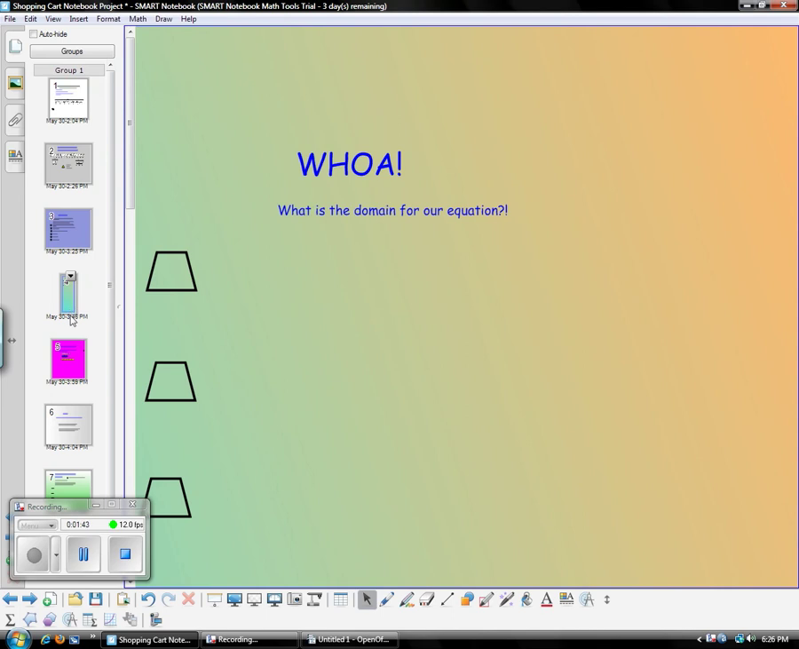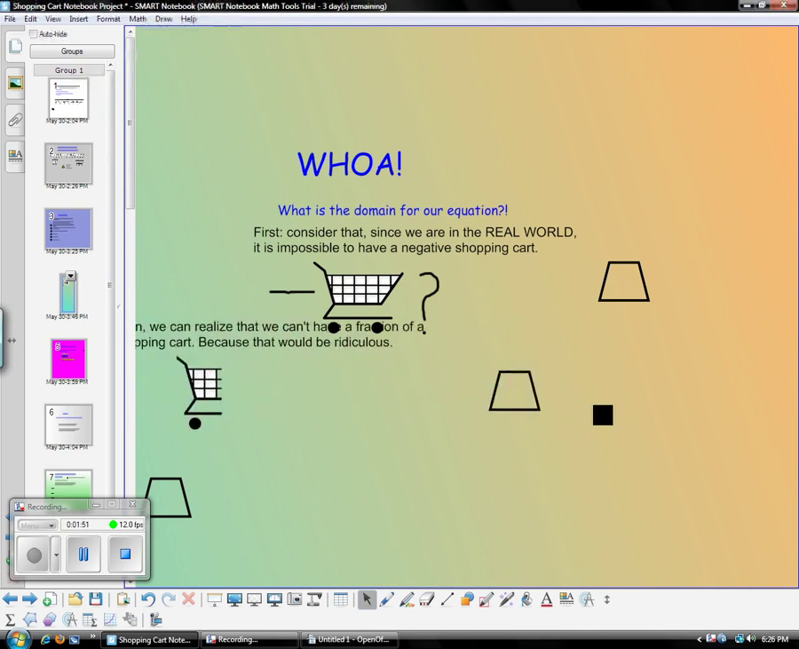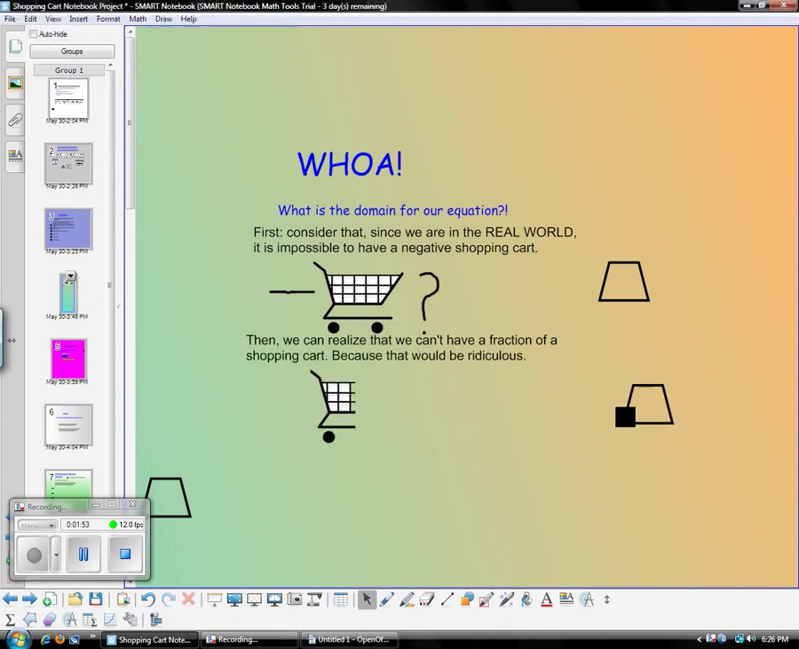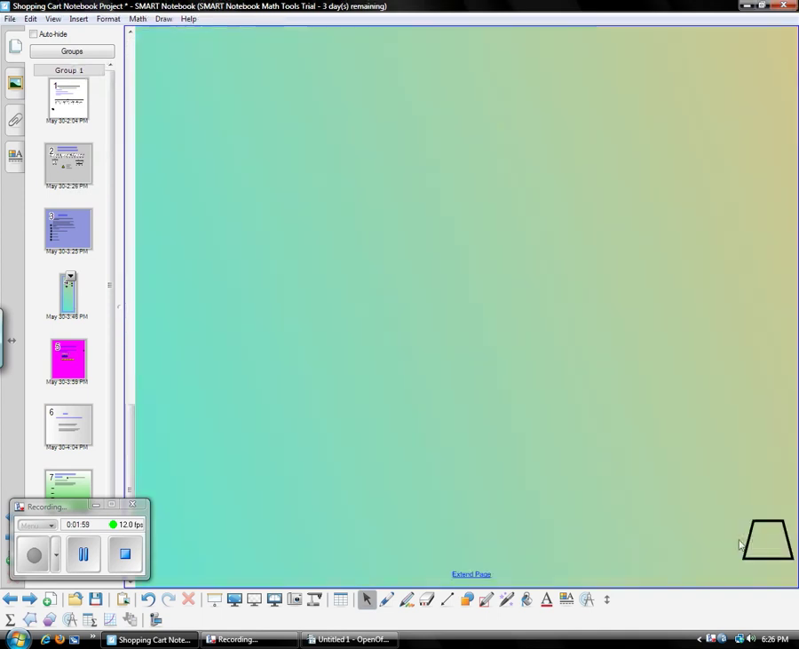What is the domain of our equation? First, consider that since we are in the real world, it is impossible to have a negative shopping cart. Then we can realize that we can't have a fraction of a shopping cart. And of course, we also can't have 0 shopping carts or we would be wasting our time. Therefore, the domain must be all natural numbers.